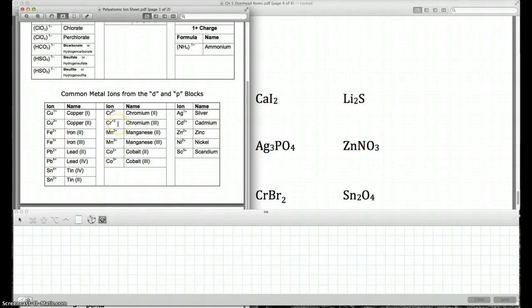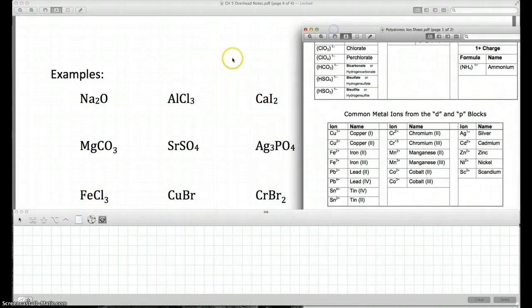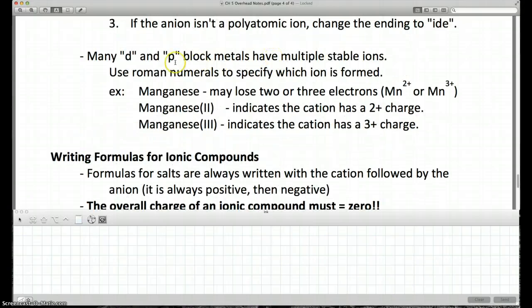Now we got to figure out which one it is, and then when we name it, we need to put the Roman numerals in. So let's do this here. Many D and P block metals have multiple stable ions, like I said. Use Roman numerals to specify which ion is formed.